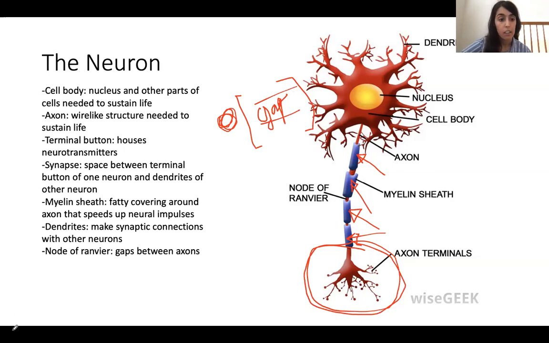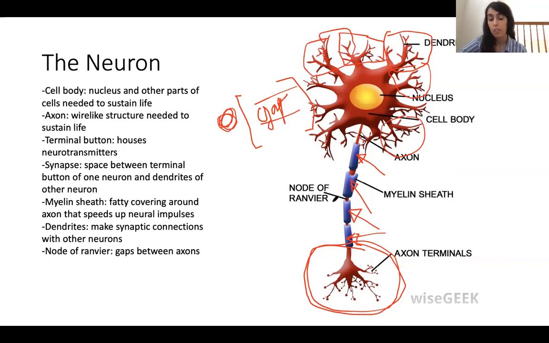Dendrites, they're these stem-like parts at the end of the cell body. So I'm circling them here. Dendrites, dendrites, dendrites. And these are actually going to make synaptic connections with other neurons in the brain.